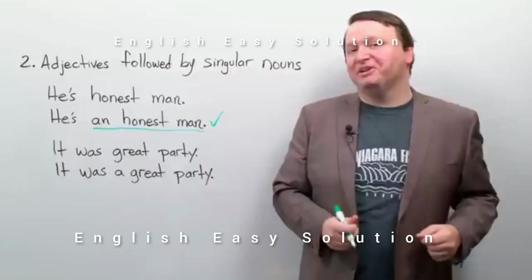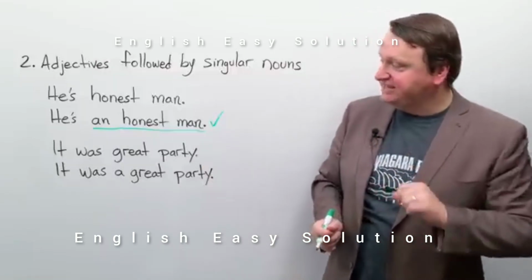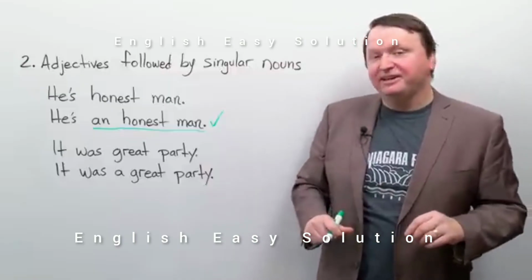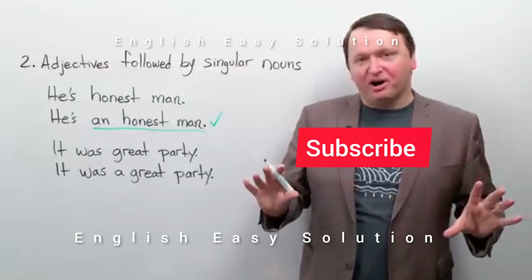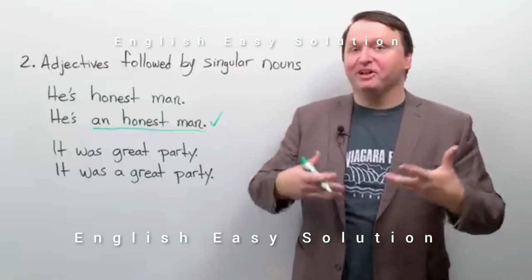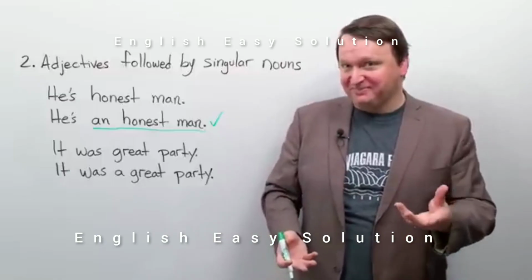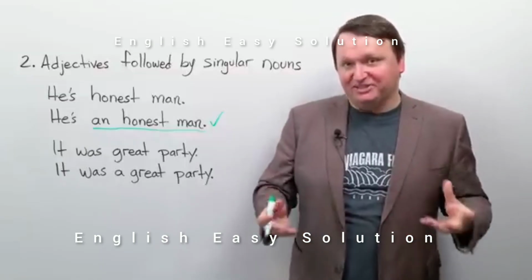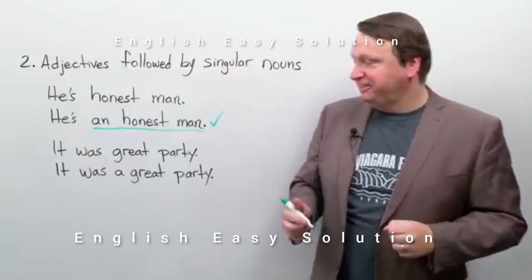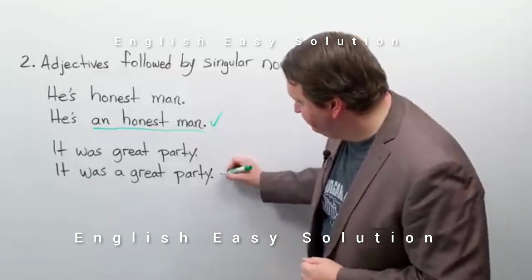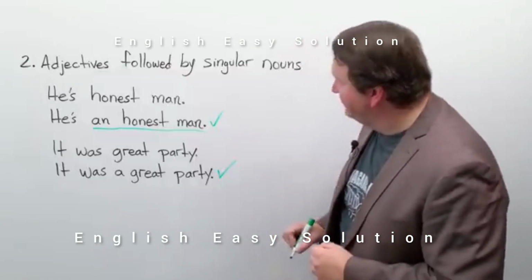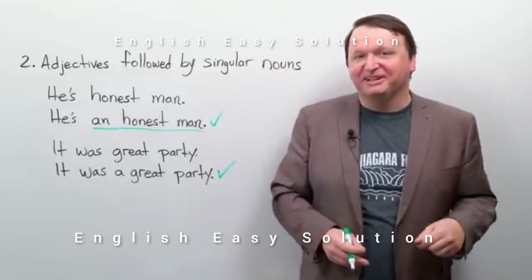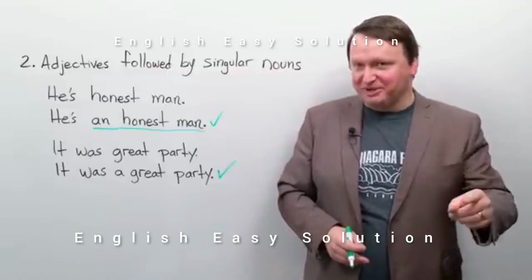So you probably know the correct answer in the second case. It was great party, or it was a great party. You can have multiple parties, right? So if you talk about one party, you need to use the article a. It was a great party. Whew. All right. So far, so good. Let's continue to the next one.